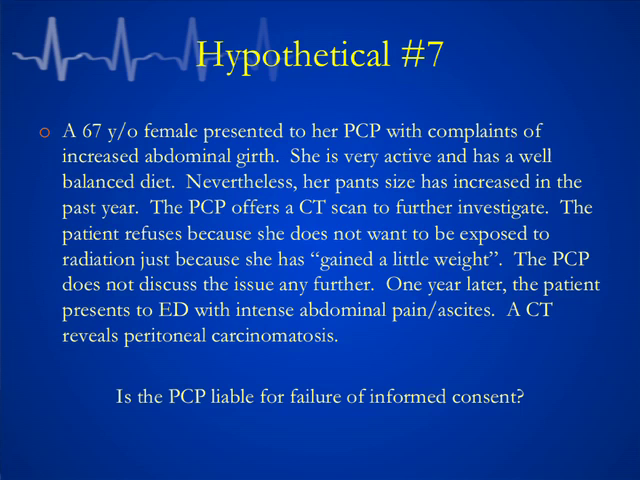A 67-year-old female presented to her PCP with complaints of increased abdominal girth. She is very active and has a well-balanced diet. Nevertheless, her pants size has increased in the past year. The PCP offers a CT scan to further investigate. The patient refuses because she does not want to be exposed to radiation just because she has, quote unquote, gained a little weight. The PCP does not discuss the issue any further. One year later, the patient presents to the ED with intense abdominal pain and ascites. A CT reveals peritoneal carcinomatosis. Is the PCP liable for failure of informed consent?